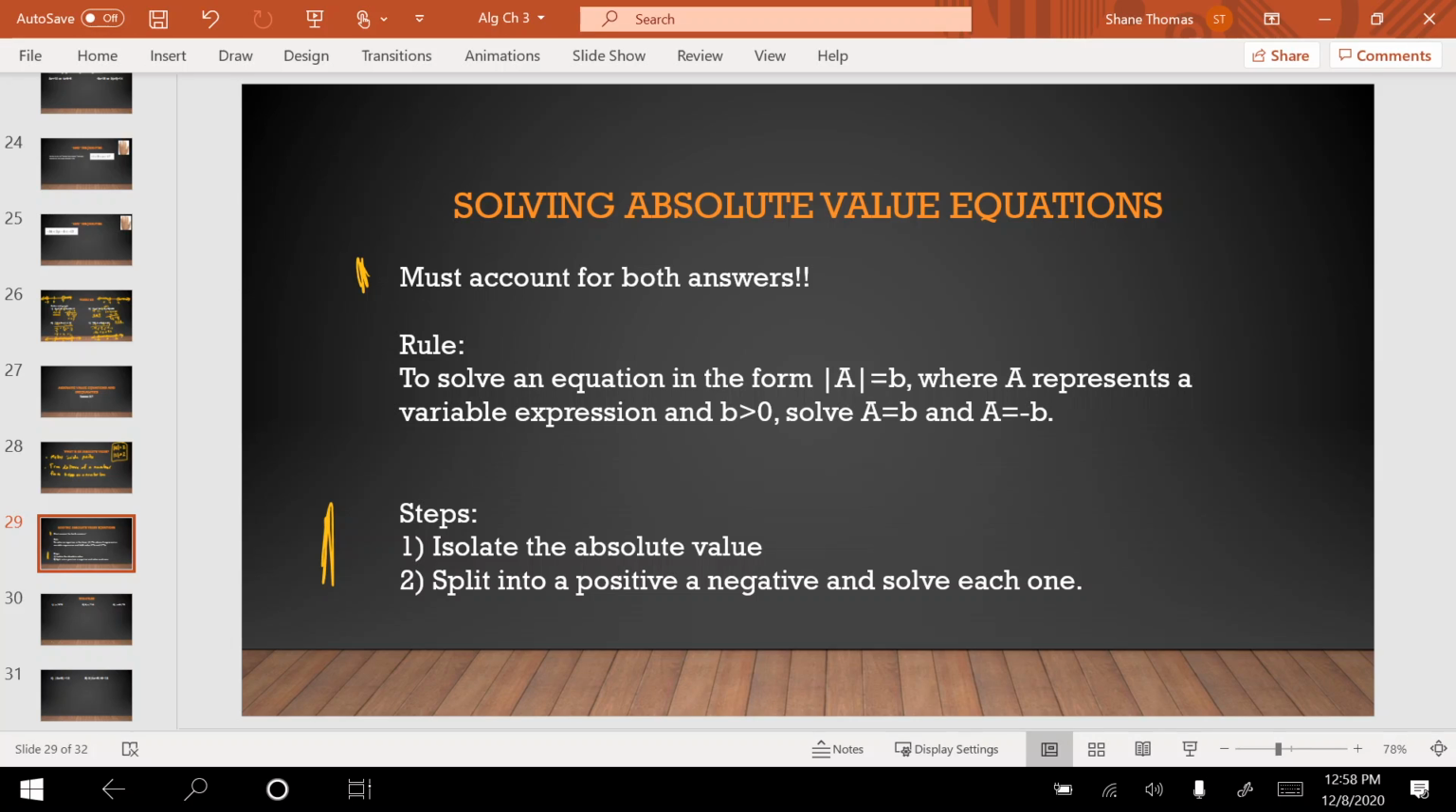All right? And by the rule, it says solve an equation in the form absolute value of A equals B, where A represents a variable expression and B is greater than 0. Then solve A equals B and A equals negative B, which is exactly what we're going to do with the steps I put at the bottom. Isolate the absolute value, split into a positive and negative, and solve each one.